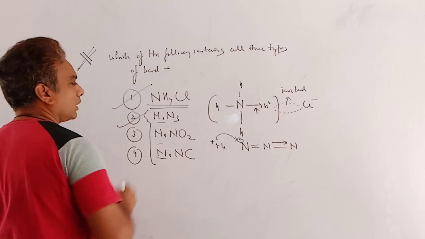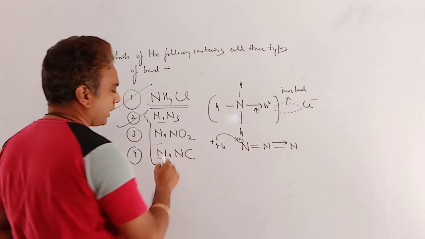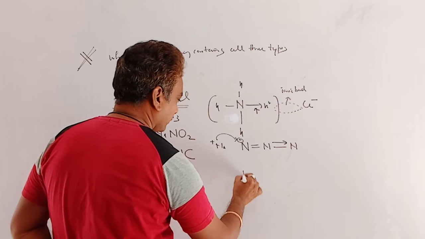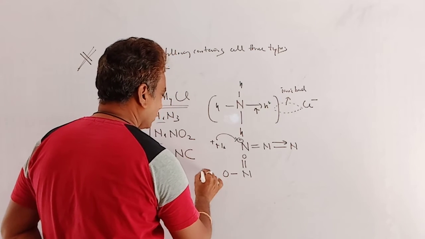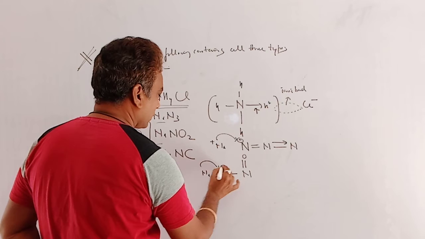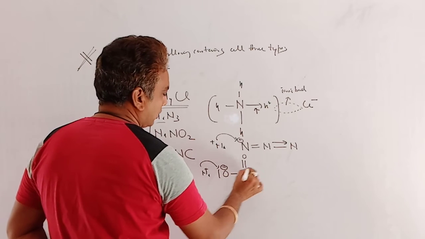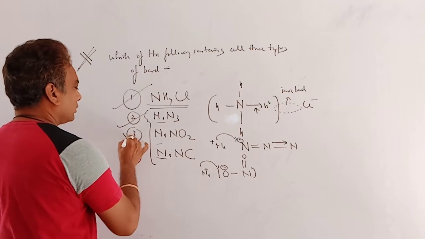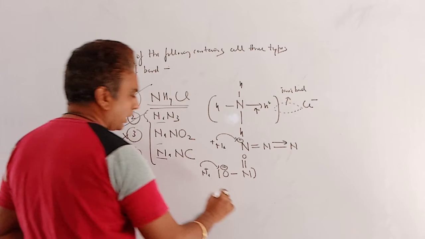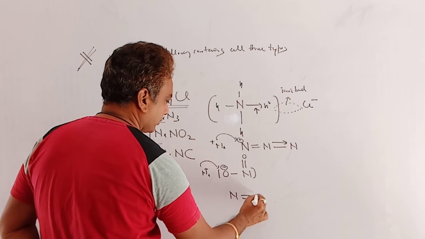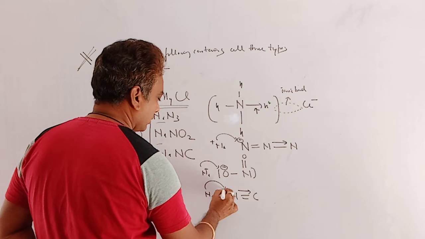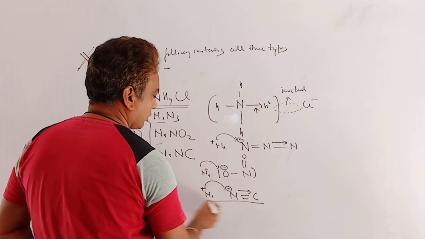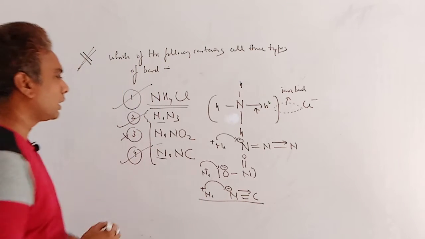This one also contains all three types of bond. NaNO2. Here is O, double bond O, and Na transfers to this one. Coordinate is absent. NaNC. Coordinate also. So this molecule also contains all three types of bonds.